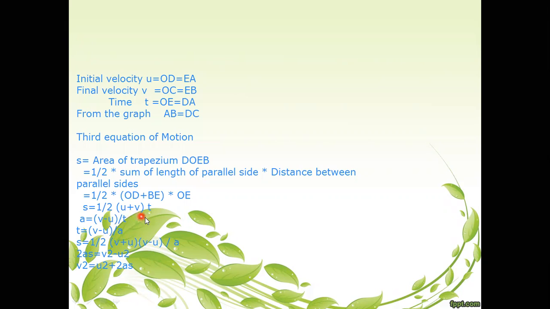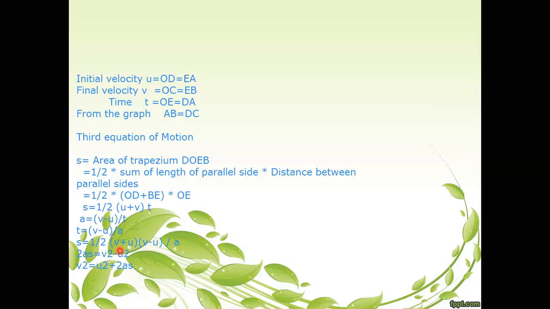So instead of t, we are going to substitute this value. Okay? So s equal to half into v plus u into v minus u divided by a. This is the formula for a plus b into a minus b. This is a square minus b square. So a square minus b square formula equal to a plus b into a minus b.